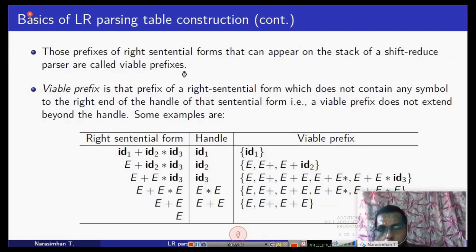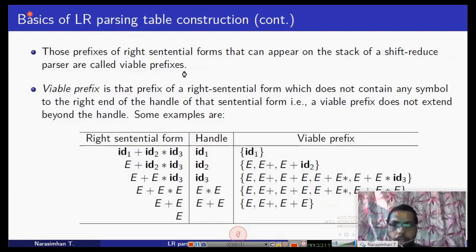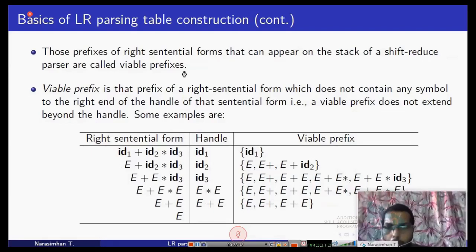That means the next viable prefix is E plus. Do you have a handle in E plus? No, you don't have any handle in E plus. That means what? Again, you can go for the shift operation. You try to shift a symbol from the input. So ID2 will be shifted. Now what's the viable prefix? E plus ID2. Now you find that you have a handle, ID2, which is at the right-hand side. So what you can do is reduce that handle to the left-hand side. You will get another prefix. That is what is said here.